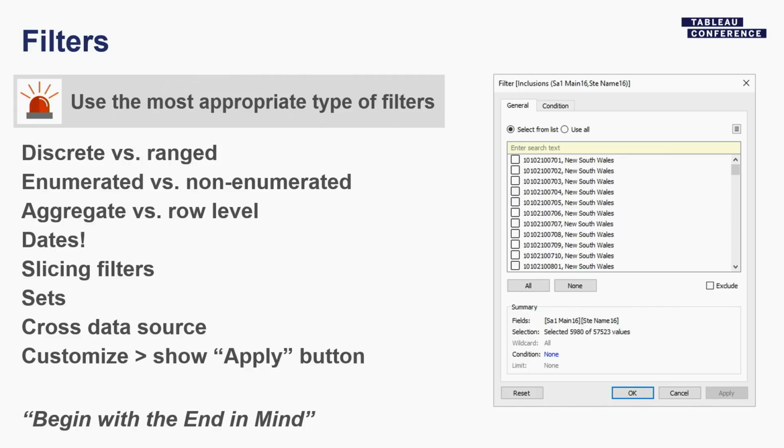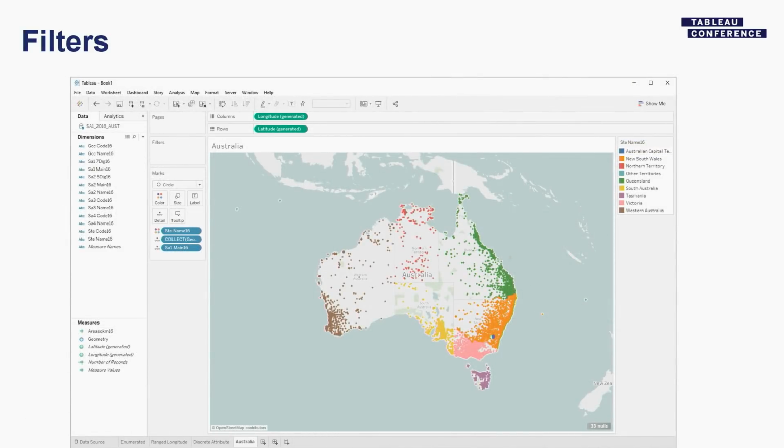Talking about filters, be aware that there are different types of filters. There are range filters, there are discrete filters, there are enumerated filters and non-enumerated filters. There's filters on dates, there's filters on all sorts of other things. There are slicing filters. We can use sets as filters. We can use filters across data sources. We have to think about the most appropriate type of filter that we want to use for our scenario. Let me show you a little example. Here's a map showing my home country, and there's a lot of data points.